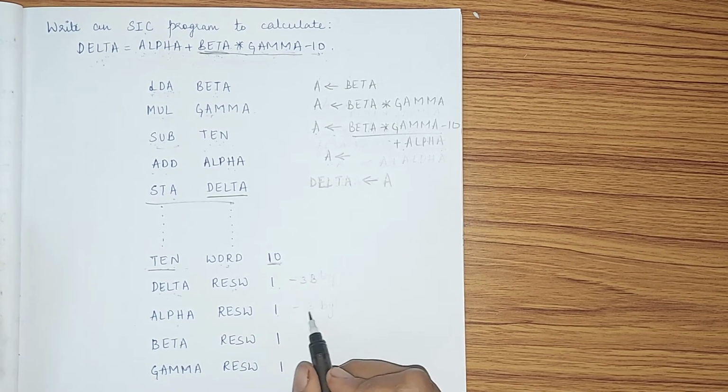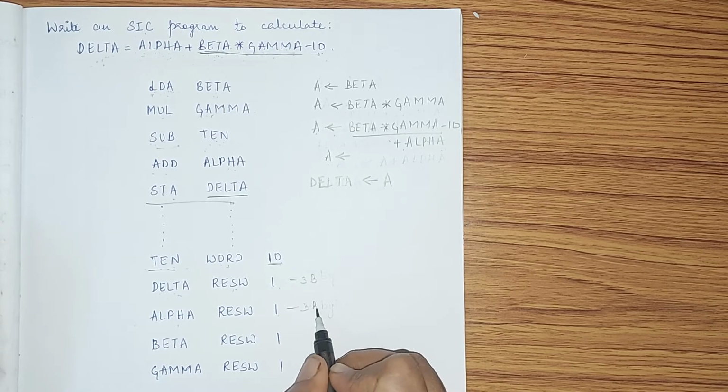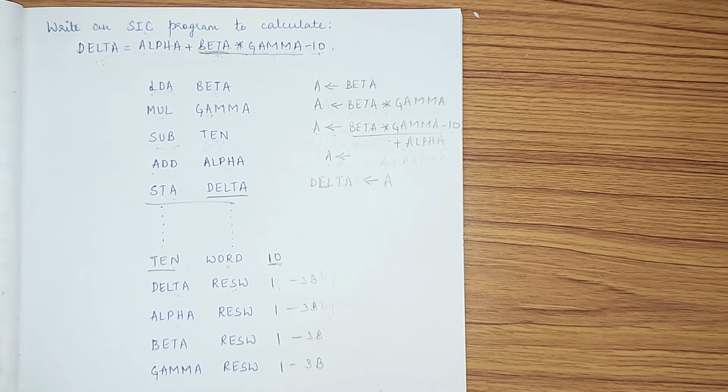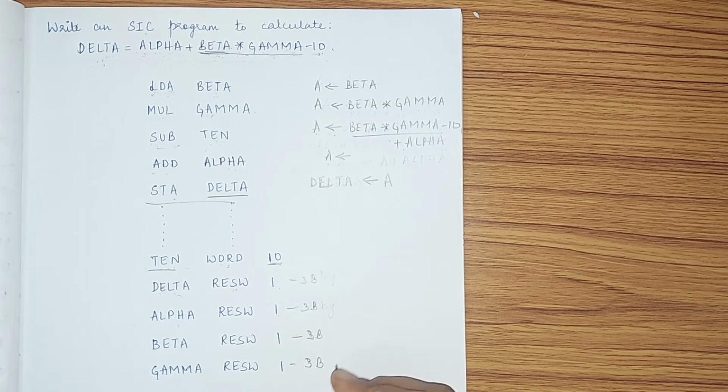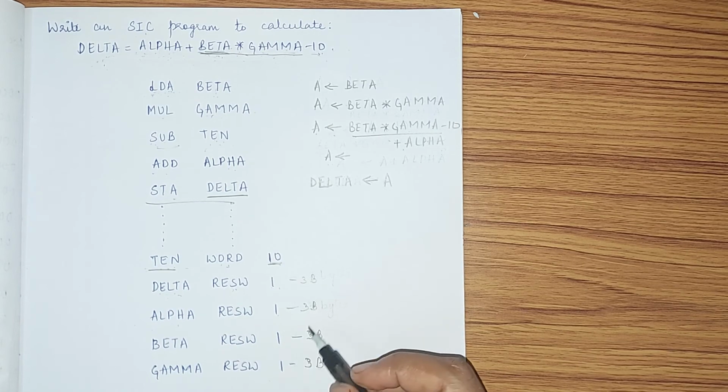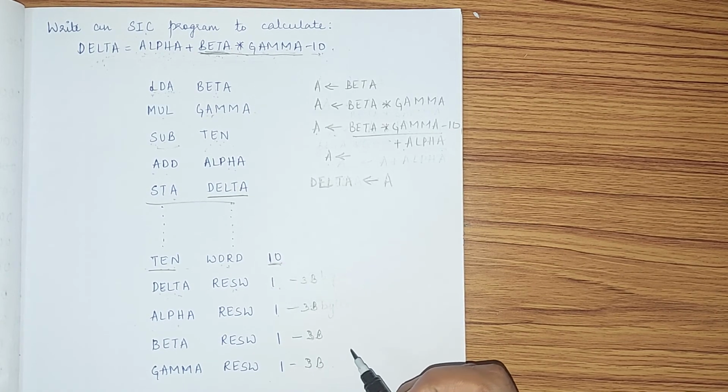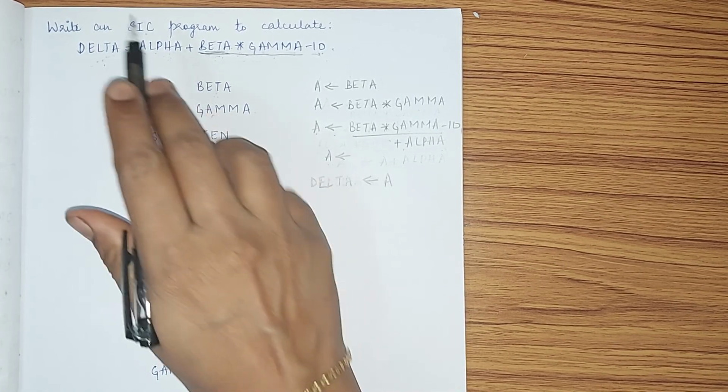And alpha also is reserved with one word, which means 3 bytes. In the same way, beta and gamma are also allotted with one word, that is 3 bytes each, and this is how it is stored in the memory. This is the program to calculate this operation, SIC program.